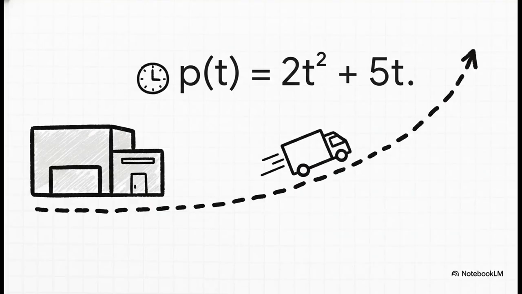So here is a hypothetical position function your analytics team has developed for a truck on a specific route. This equation here, it describes the truck's distance in kilometers from the main warehouse at any given hour, t. Now, looking at this, you can easily calculate its location at any time. You can plug in t equals 1, t equals 2, but what you cannot see is its exact speed at any specific moment. That information is hidden.